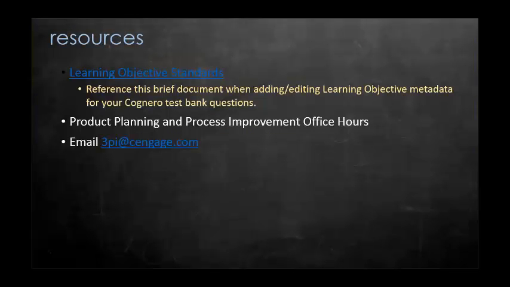And some resources for you. We have the Learning Objective Standards, a brief reference document about editing and adding learning objective metadata for your Cognero test bank questions. We also have the Product Planning and Process Improvement Office Hours, which we offer weekly, Wednesdays at 2 p.m. You can come with your questions and listen in, maybe other people are having the same problem, and you can always email us at 3pi@cengage.com. We're always monitoring that, and we want to make sure that all the emails that come in get the quickest response.